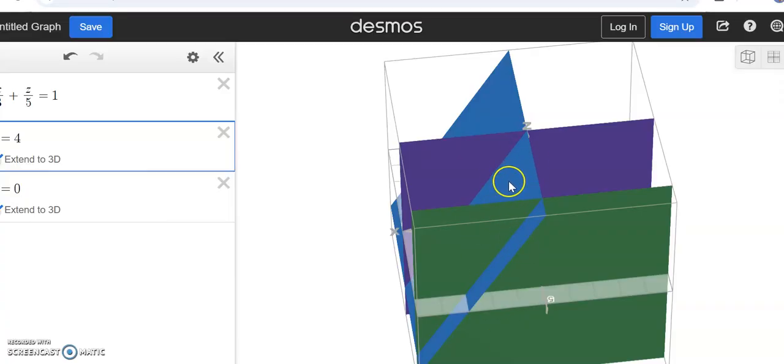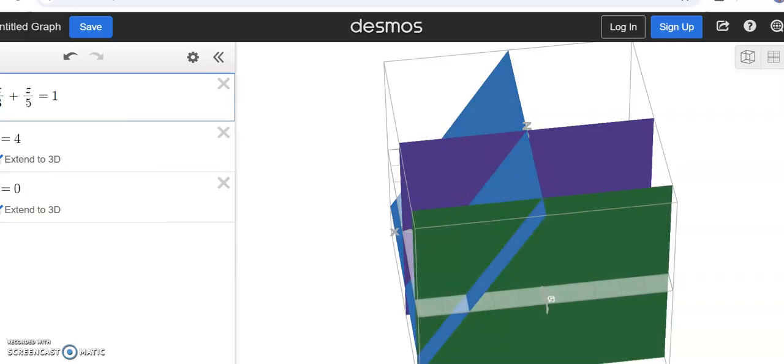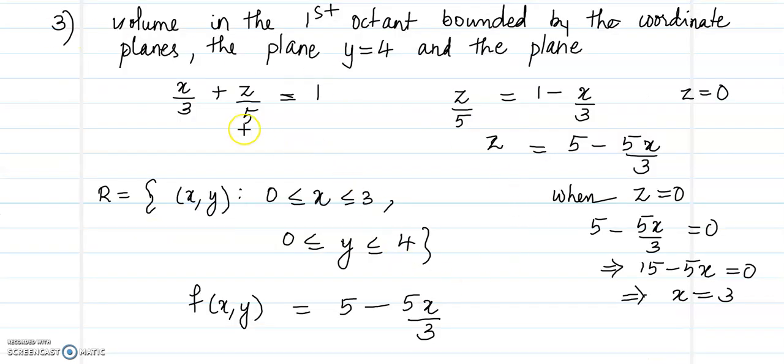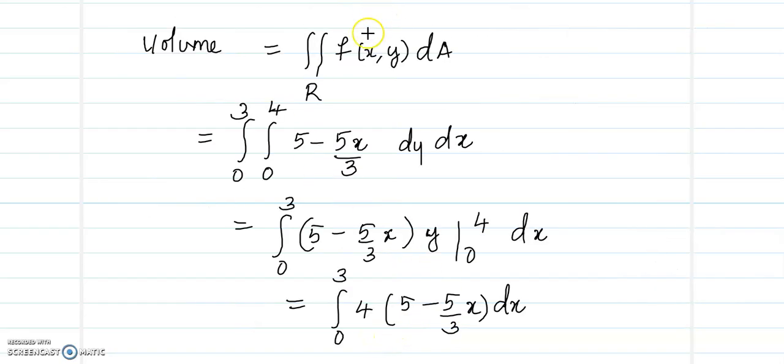So here f of xy will be obtained by finding the z value from this equation. From this equation z will be 5 minus 5x/3, so our f of xy will be 5 minus 5x/3. Now upon substituting it into the volume formula, the rectangular region will be such that y will vary from 0 to 4, and x will vary from 0 to 3. I am using the order dy dx.